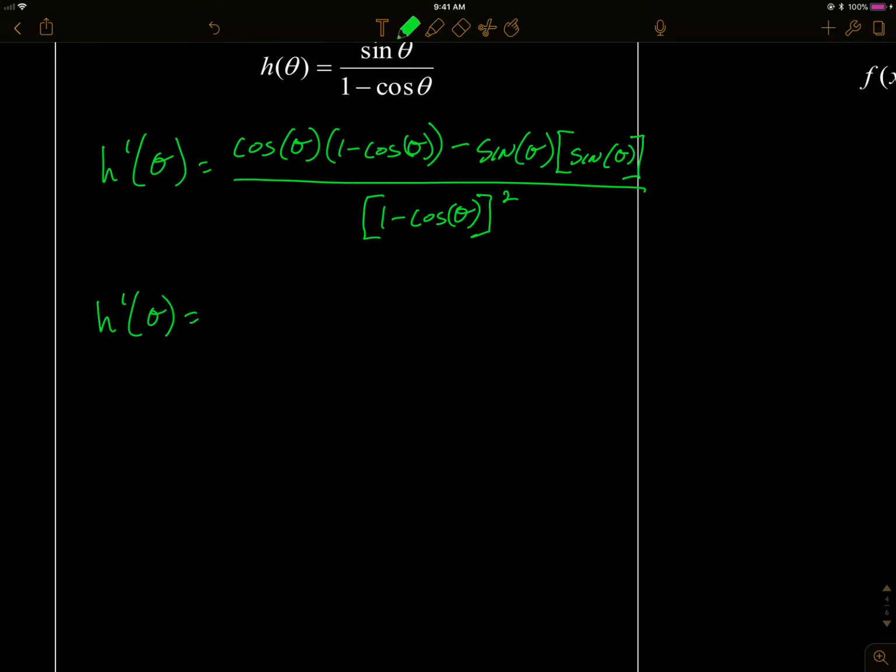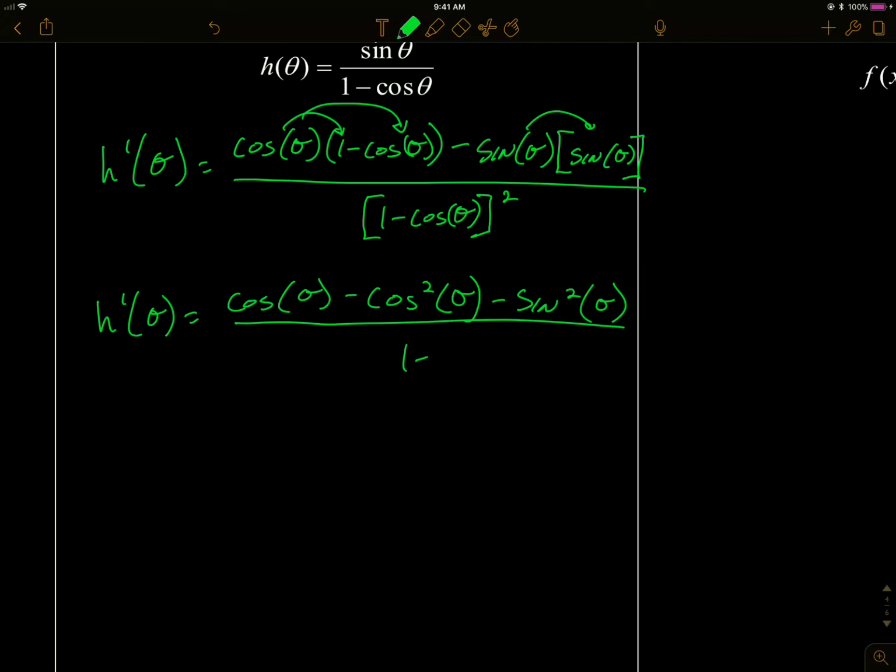So what are we going to do here to simplify? We can multiply stuff out. I can multiply this times this, the cosine times that function, and then I can multiply the sine times the sine. So I'm going to get cosine of theta minus cosine squared of theta minus sine squared of theta all over 1 minus cosine of theta squared.